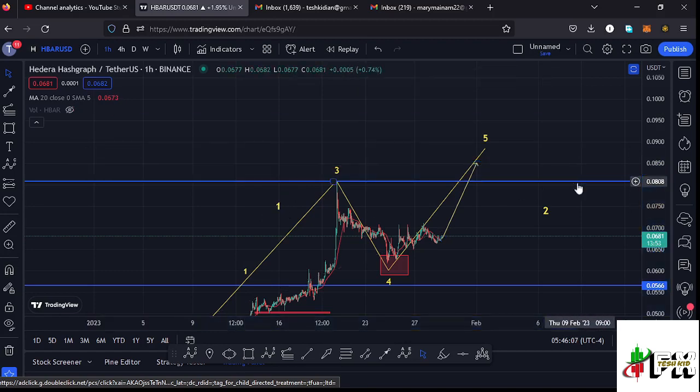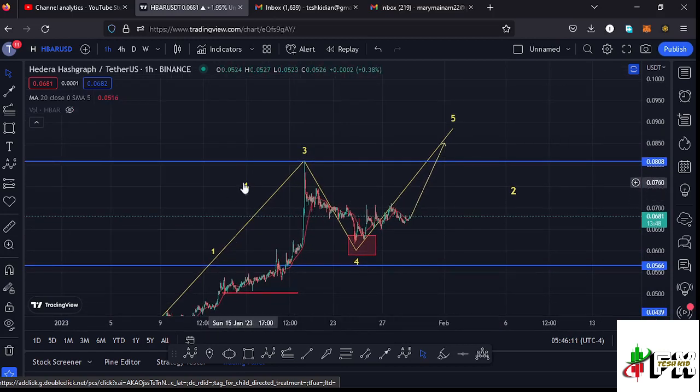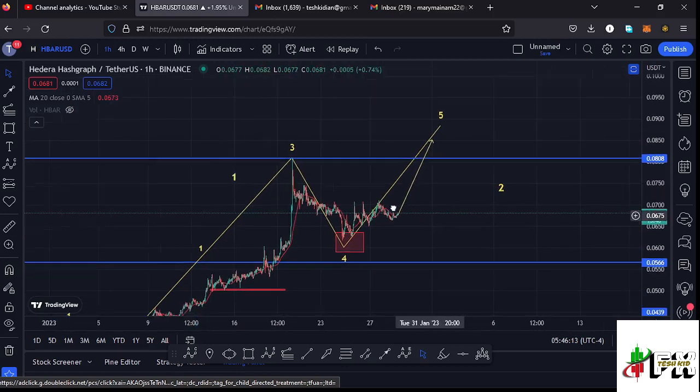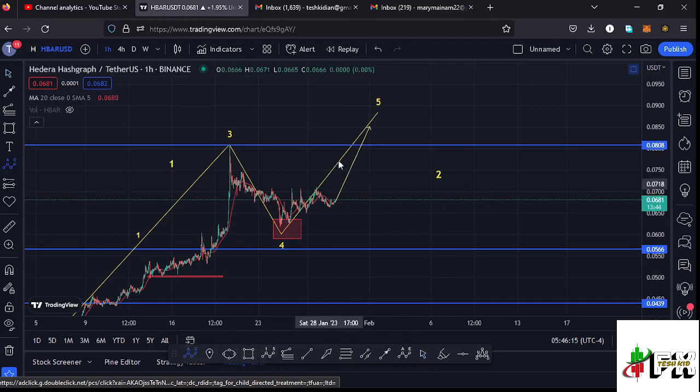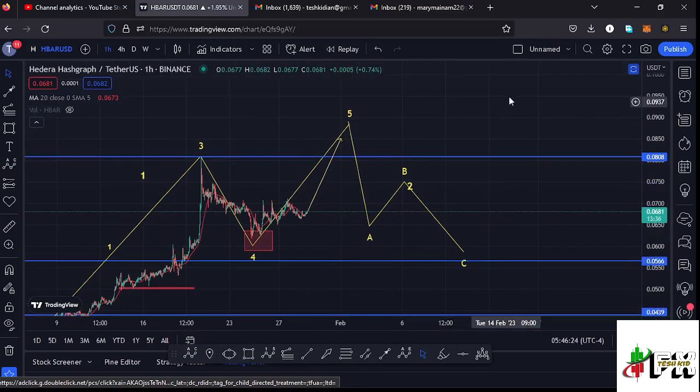So that is my next target area here on the Hbar chart. And once that plays out and we complete the formation of that larger Elliot wave count 1, then we can expect a corrective structure over here in the formation of that higher Elliot wave count 2, and I think that will be another buy entry for Hbar before we ride another bounce to the upside in the formation of a higher wave count 3.